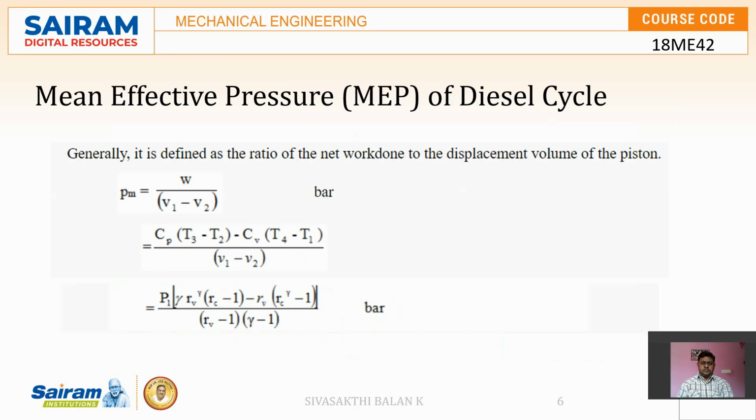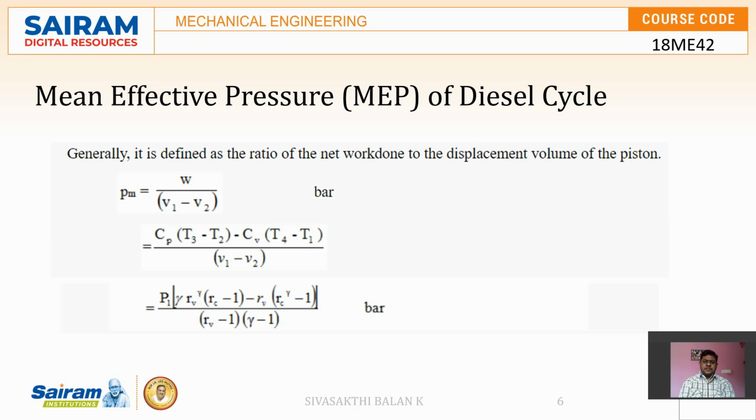The next part is, from that video we come to know that the efficiency of the diesel cycle is lesser compared to the Otto cycle, and the difference between these two is the diesel cycle factor. If you remember the efficiency of the Otto cycle, you can easily write the efficiency of the diesel cycle by multiplying by the diesel factor.